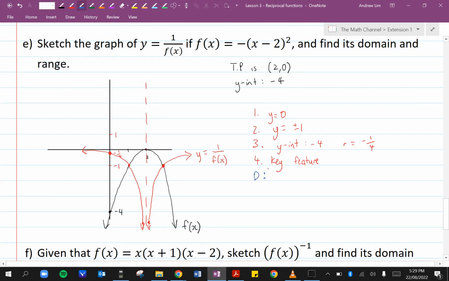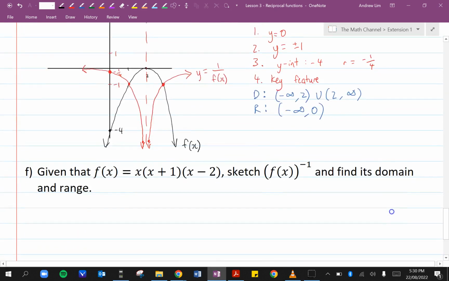We can see here that the domain is all the x values, so it goes from minus infinity all the way to 2, because that's where the vertical asymptote is, so I'm going to use a curved bracket. Union from 2 to infinity. And the range goes from negative infinity, because it goes all the way down here, up towards 0, but it will never ever touch 0, so it's going to be a curved bracket, and that's it.